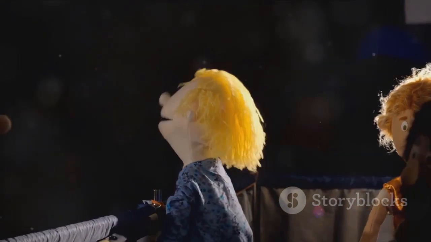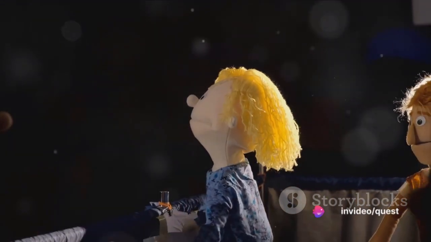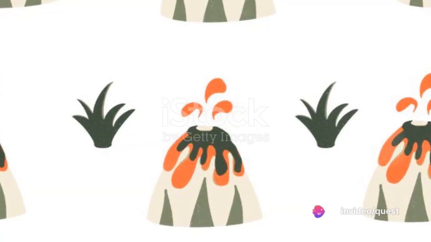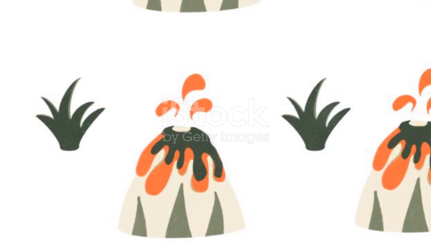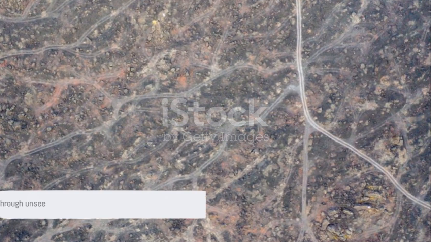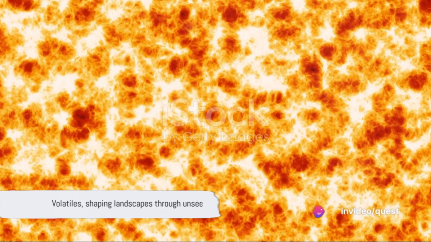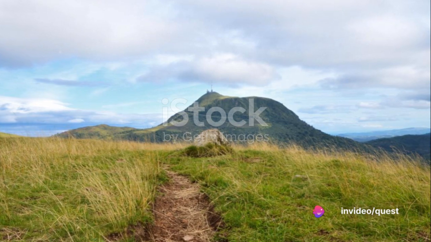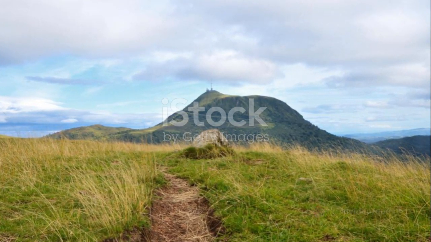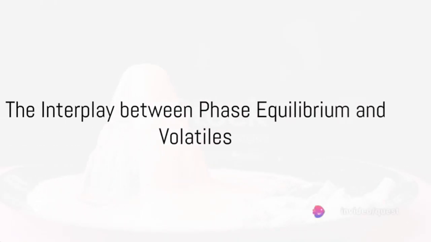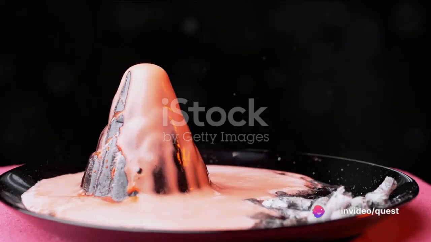In essence, volatiles are the unseen puppet masters, pulling the strings behind the scenes, shaping the very landscapes we see. They influence the type of magma produced, the eruption style of volcanoes, and ultimately, the type of rock formed. Volatiles, though unseen, leave a lasting impact on melt equilibria, molding the very landscapes we see. So next time you marvel at a mountain range or a volcanic landscape, remember the hidden influence of these geological wildcards. Now, what happens when we combine our understanding of phase equilibrium and the role of volatiles?